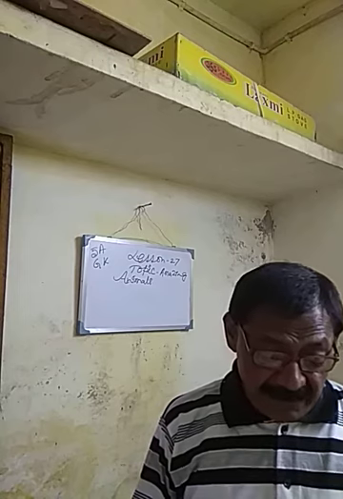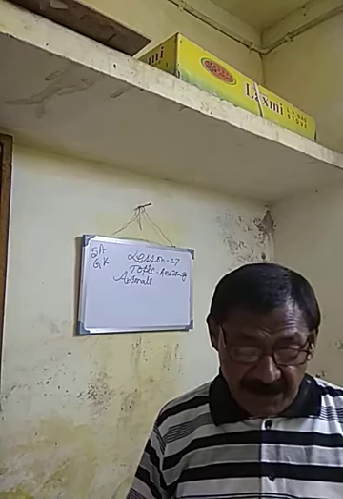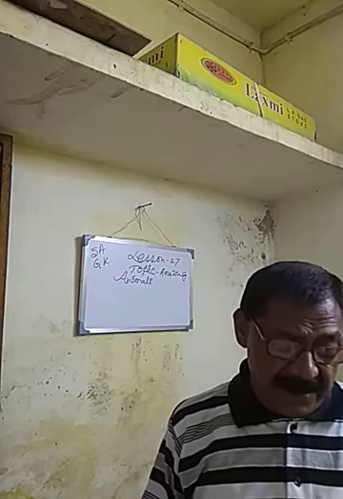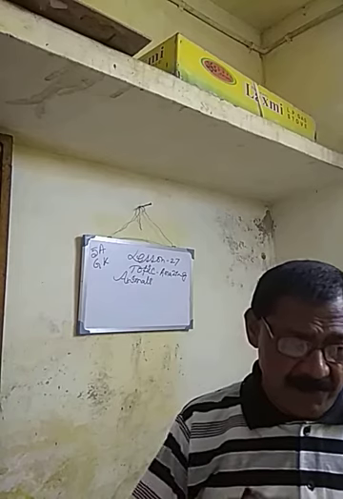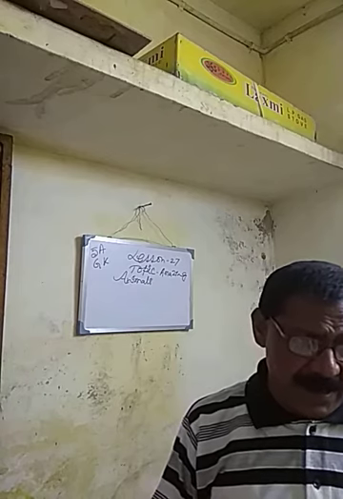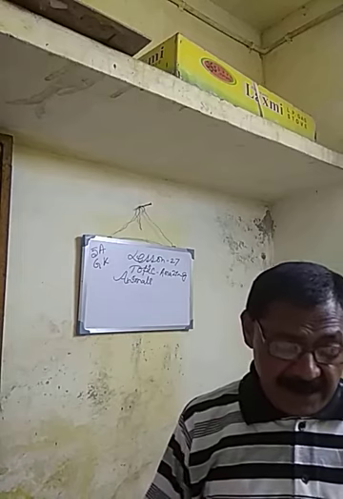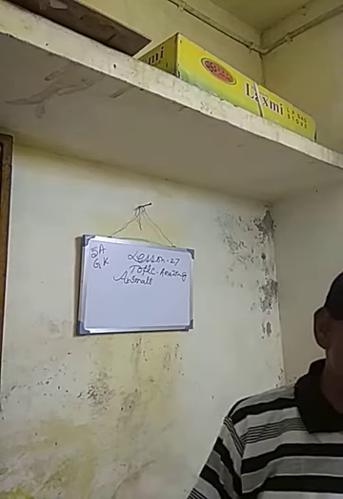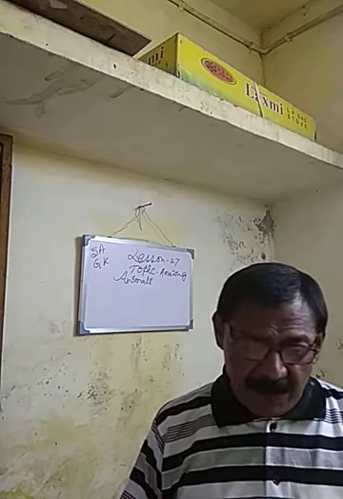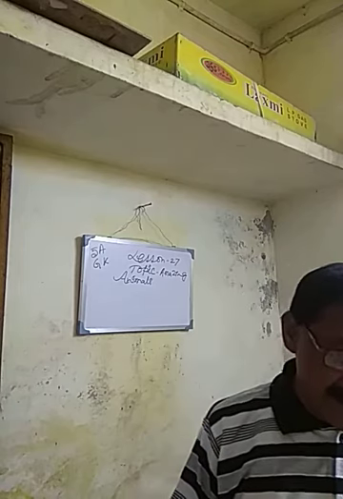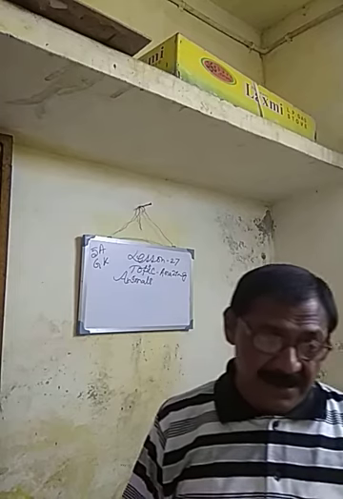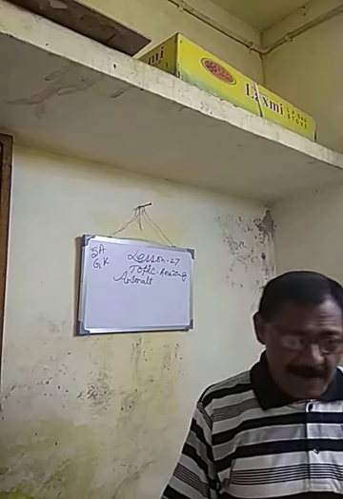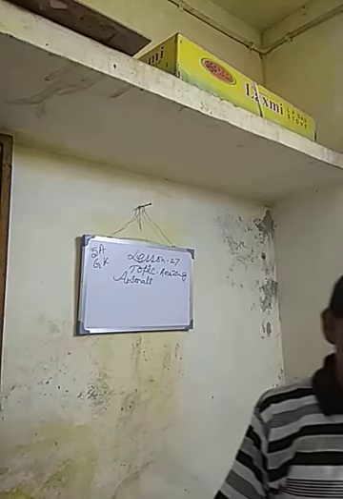And another one, yak. What type of animal is it? It looks like a goat, its body is full of hair like a goat, its tail looks like the tail of a horse, its head looks like the head of a cow, and its lower portion looks like a pig. The name of this animal is yak. It is generally found in the snowy hills of the world.